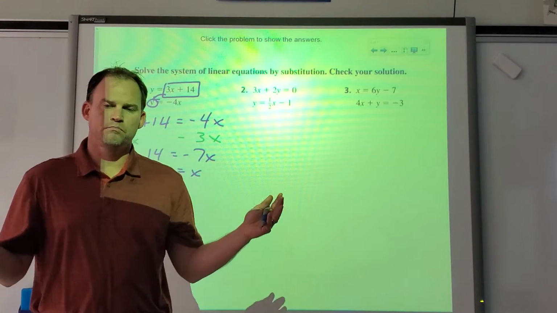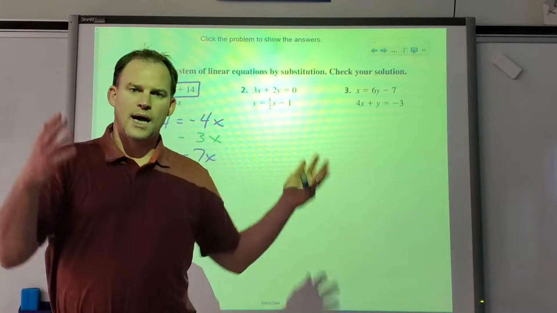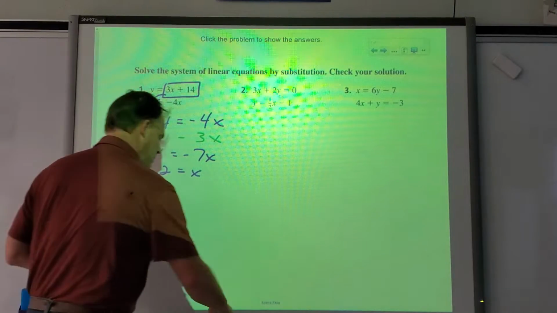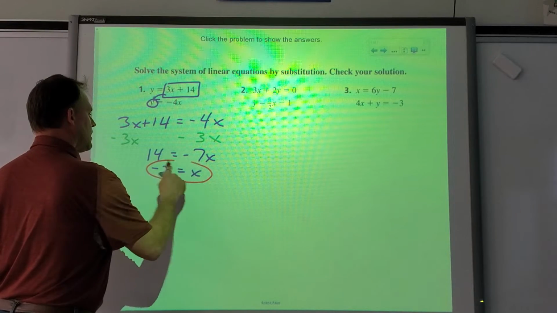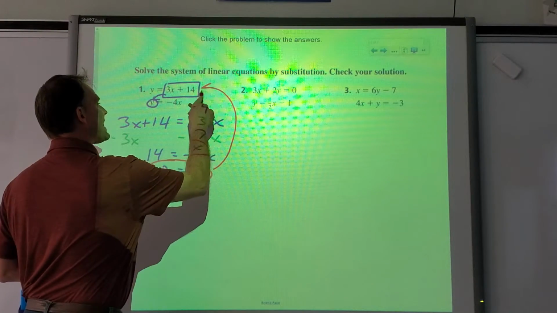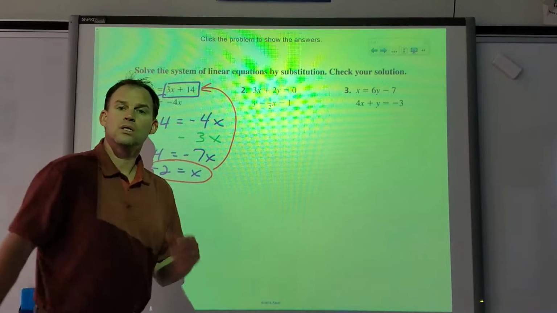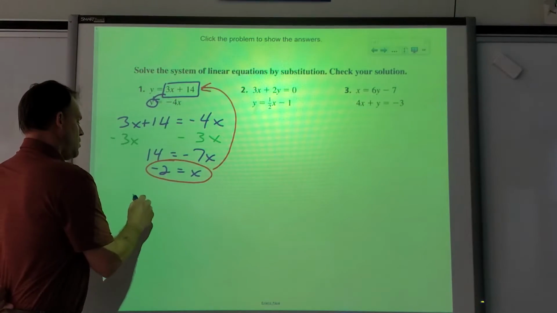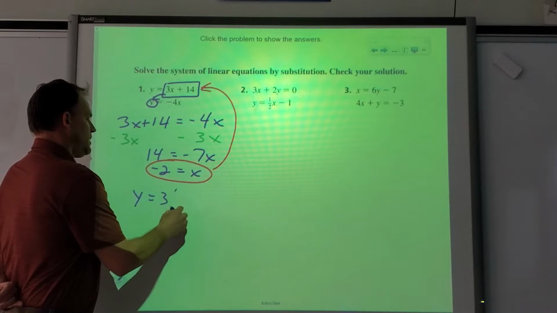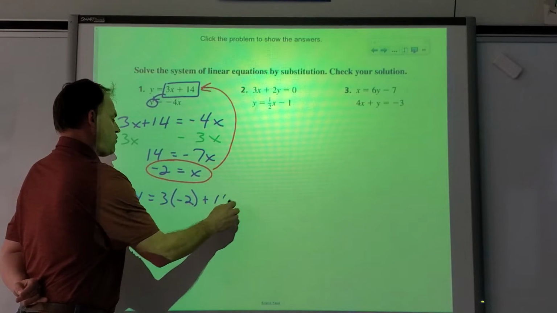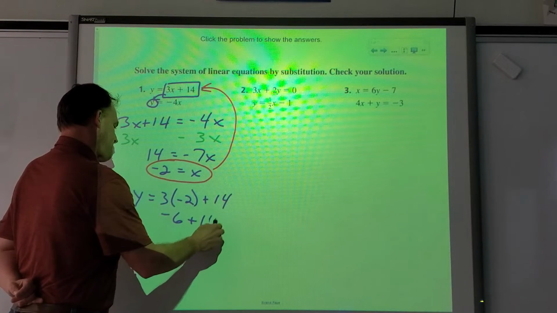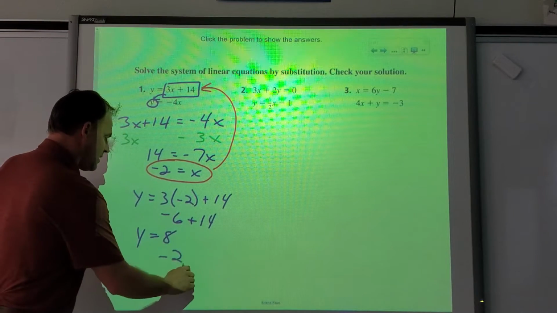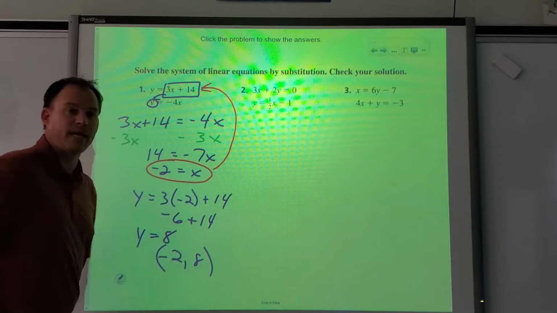Solve the equation. Boom. Good. Plug it back in. Don't forget to plug it back in. So I'm going to take this, plug it back in to do my second part, to find my second answer. So I've got y equals 3 times negative 2 plus 14. So the answer is negative 2, 8.